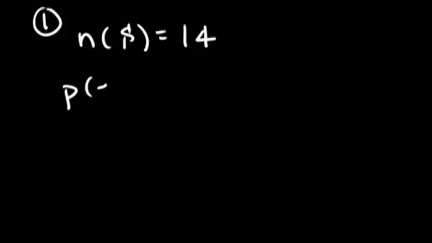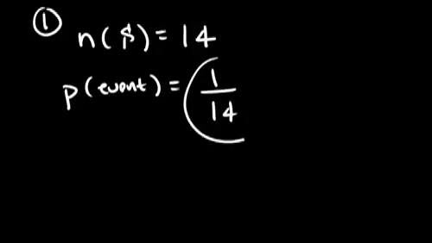Question 1. A sample space consists of 4 separate outcomes that are equally likely. What is the probability of each? Well, the number of outcomes in the sample space is 14. There are 14 distinct different outcomes, so the probability of an outcome for the sample space is 1 over 14. Each is equally likely.